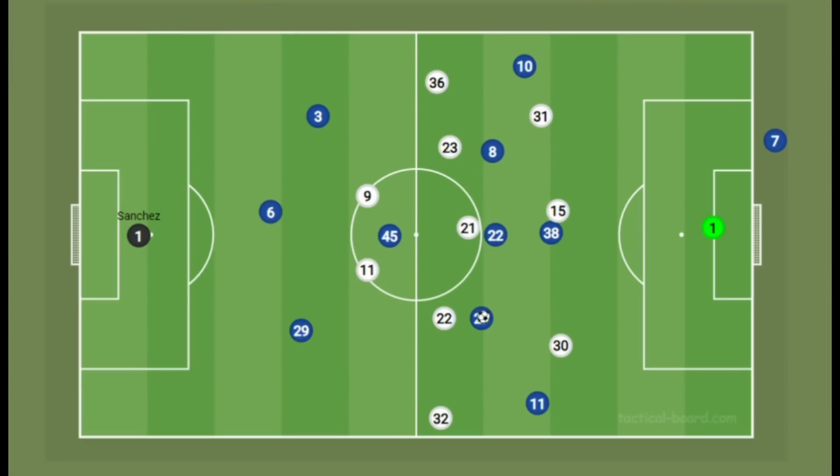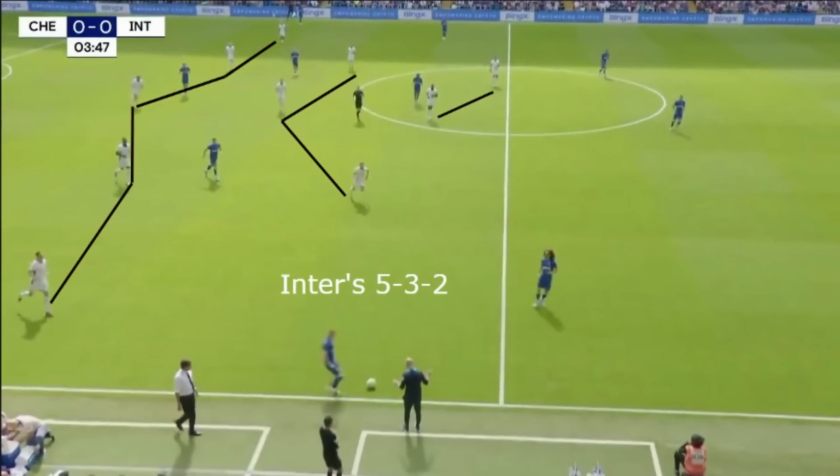Now, we move on to something that Inter had to adapt. So Inter had to change their style in order to adapt to Chelsea's balls in behind. And this is by dropping their wingbacks to actually form a back 5, by using their wingbacks to cover Chelsea's wide players. And Inter decided to sit into a 5-3-2.